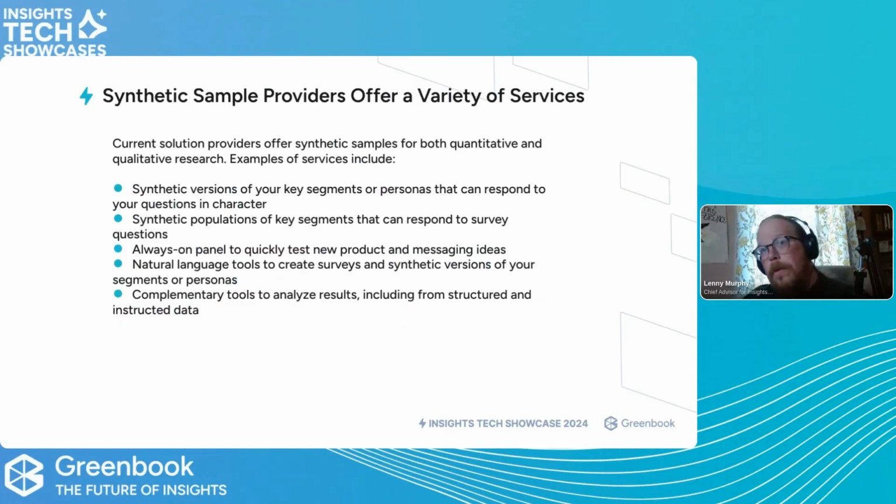Now, certainly on that note, the companies that are doing this are doing lots of different things, both quant and qual. They can customize this, so you're looking at synthetic versions of key segments of personas. They can develop those populations for you as long as the right data set's available so that it can respond to survey questions. It gives you the ability to test as you go, on demand, which these companies are providing to you, and a lot of tools to analyze the results from structured and unstructured data.